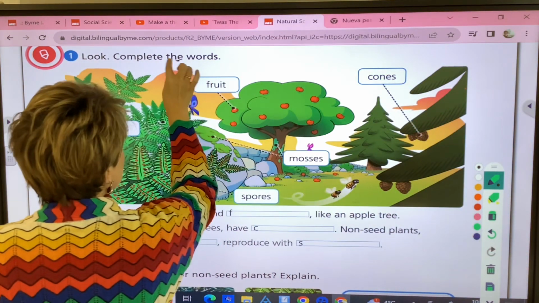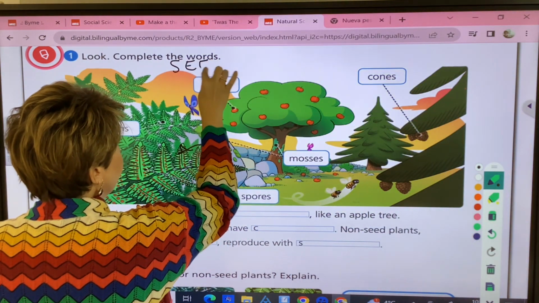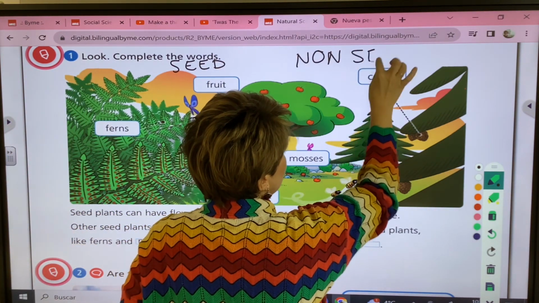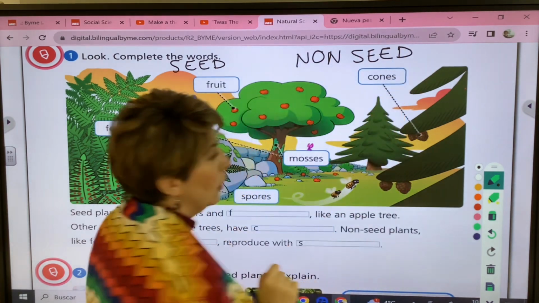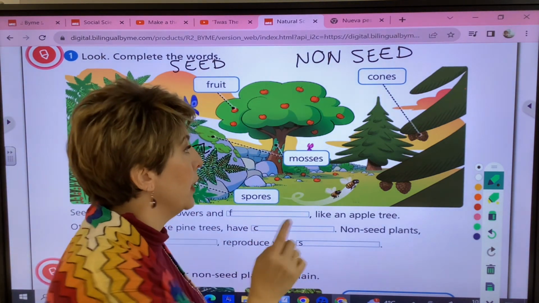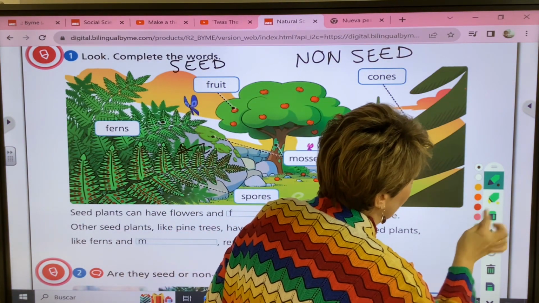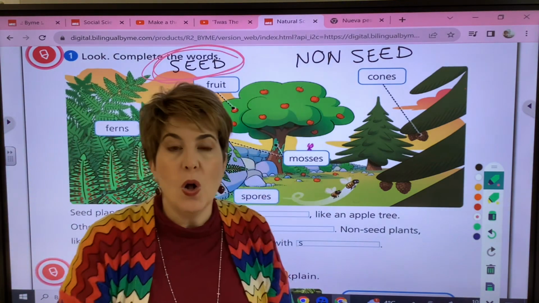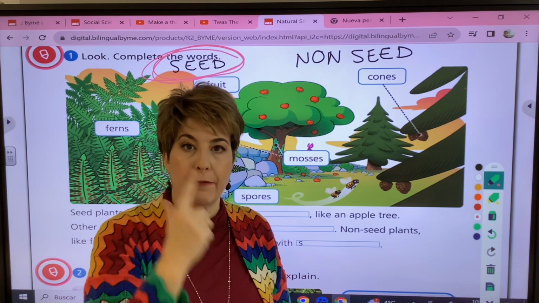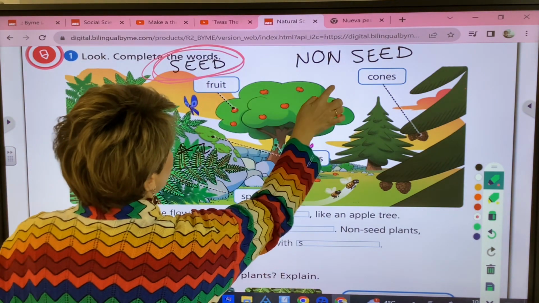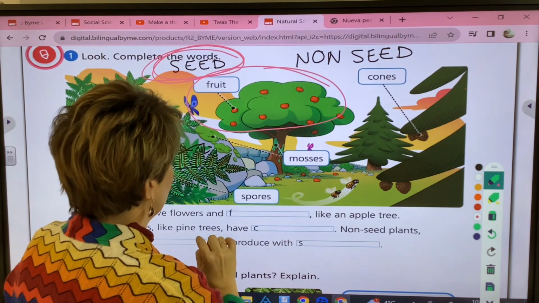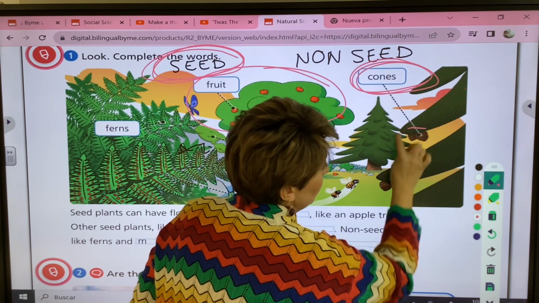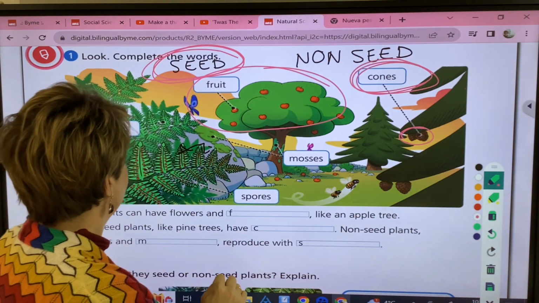You have seed reproduction and non-seed reproduction. Okay, if we talk about seed reproduction, let's do it in color pink. For example, seed reproduction, we have all the plants with fruits and flowers. For example, this tree would be seed reproduction. This tree, the cones, are part of the seed reproduction because they have the seeds inside.